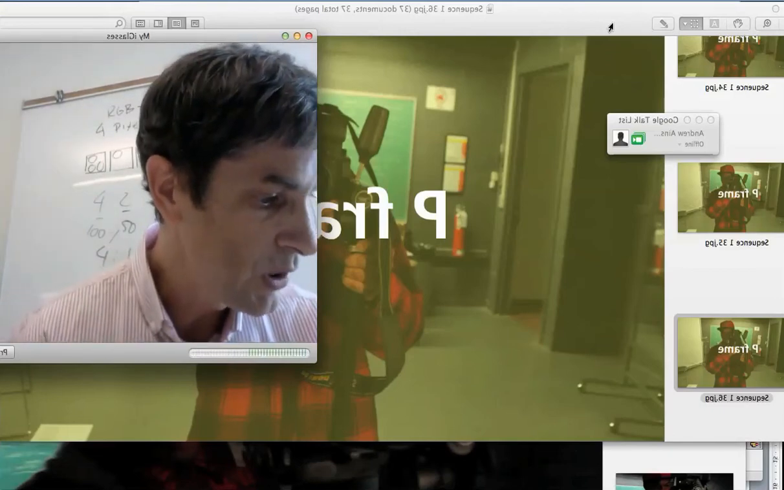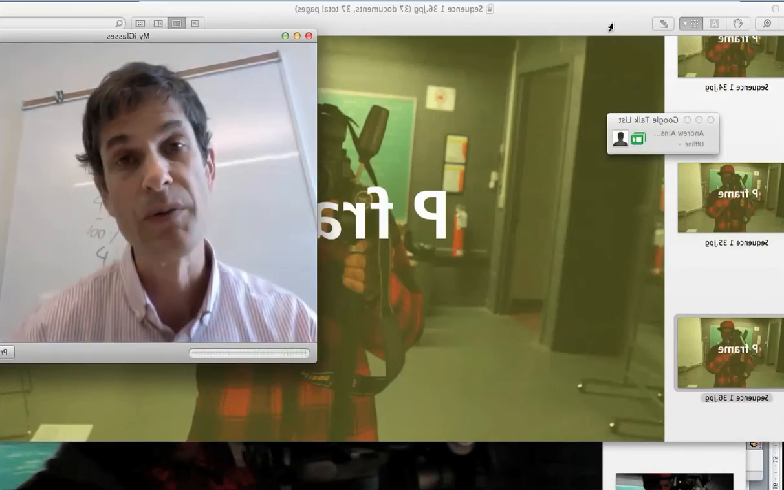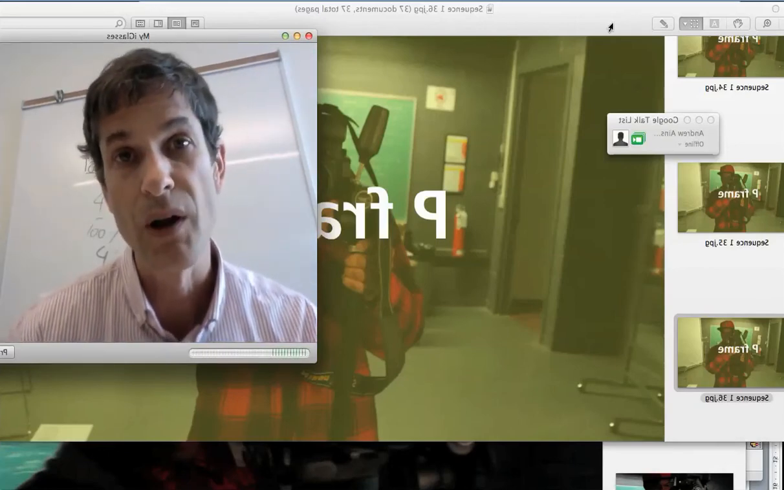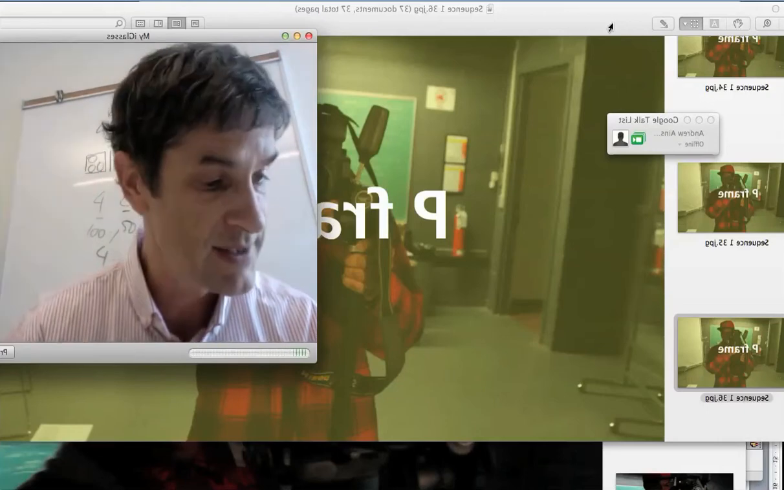Why do videographers prefer lossy compression to lossless? Well, with lossless the files are just too big, so we don't use them. We always use lossy.